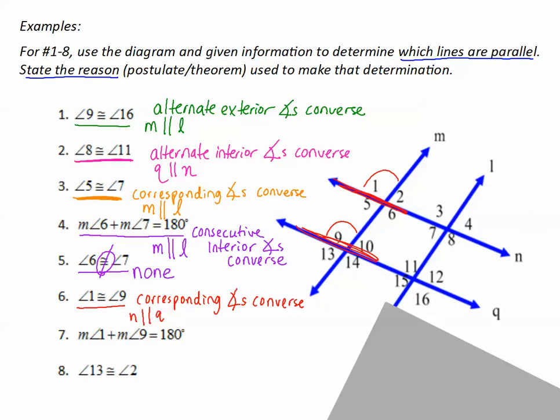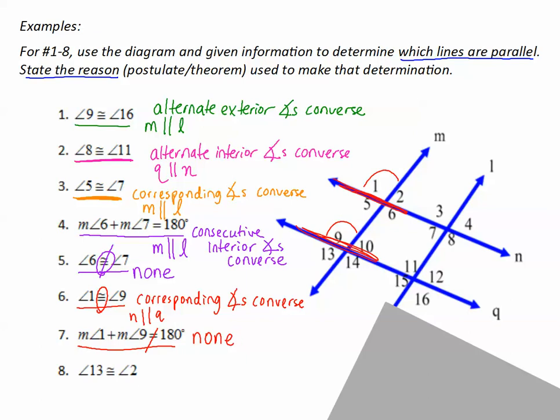How about angle 1 and angle 9 adding up to 180? Well, angle 1 and angle 9 are those corresponding angles. They're not supposed to add up to 180. They're supposed to be congruent. So adding up to 180 doesn't help us. Nothing can possibly be said about parallel lines if they add up to 180.